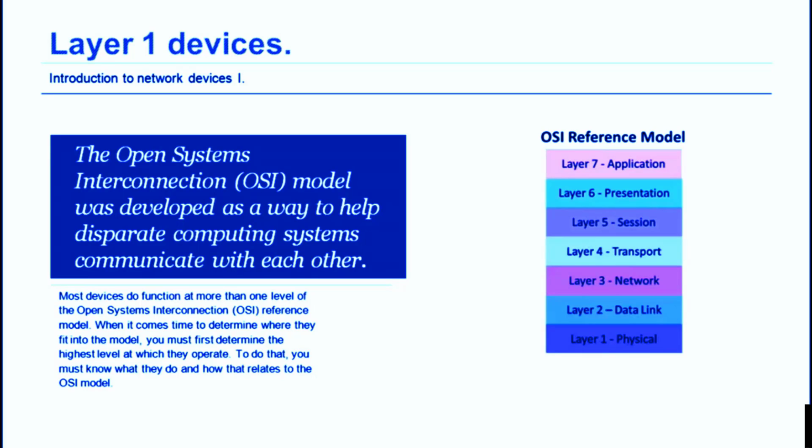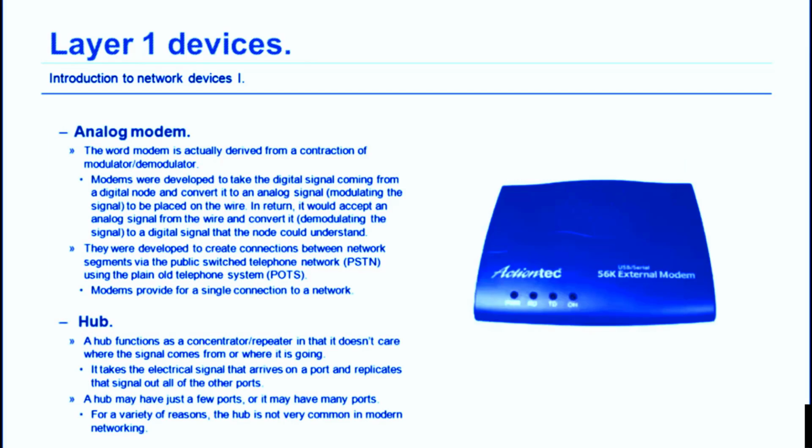Now, most devices do function at more than one layer of the OSI reference model. But when it comes time to determining where they fit into the model, you must first determine the highest level at which they operate, because that's where they fit into the OSI model. To do that, you must know what they do and how that relates to the OSI model. And with that, let's talk about analog modems.